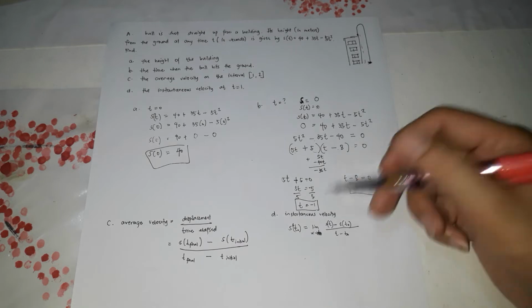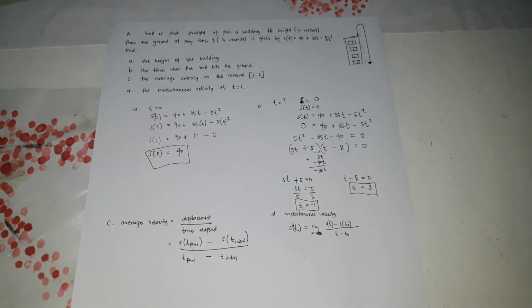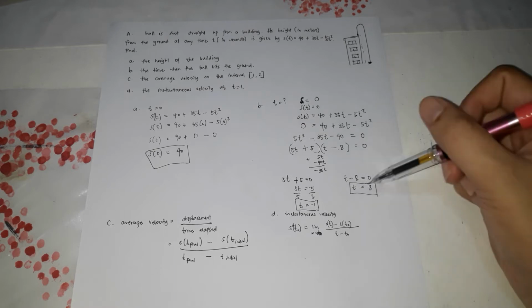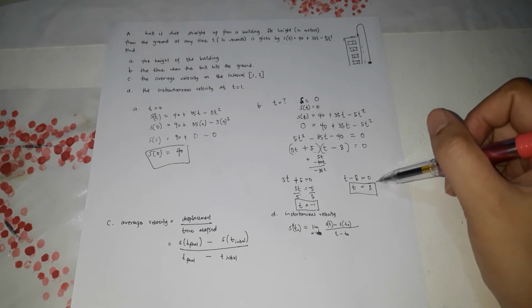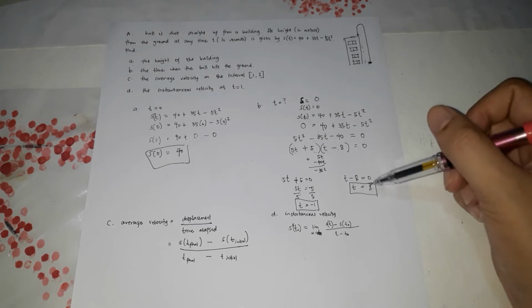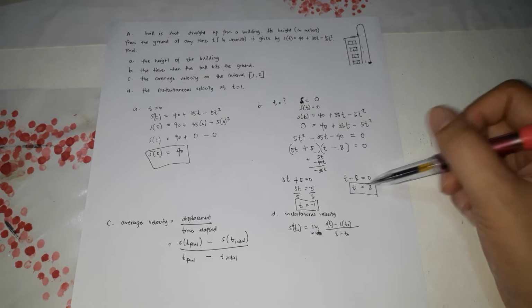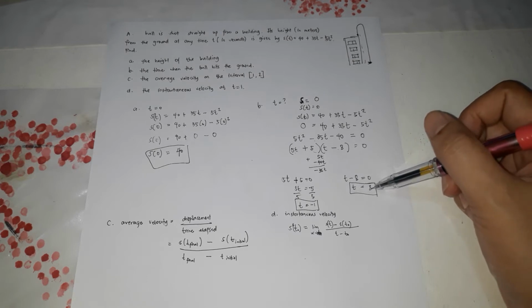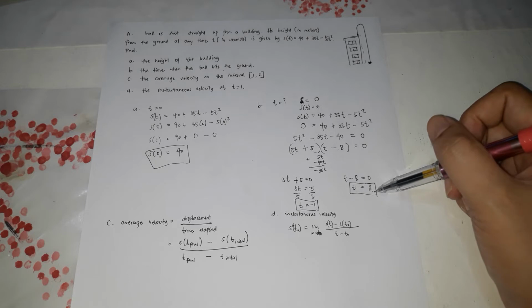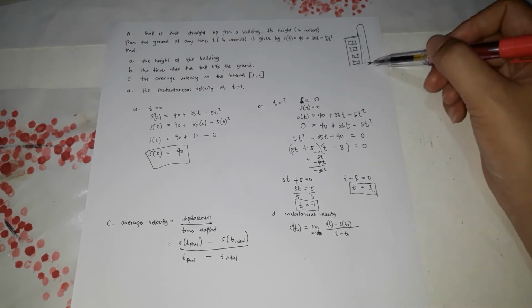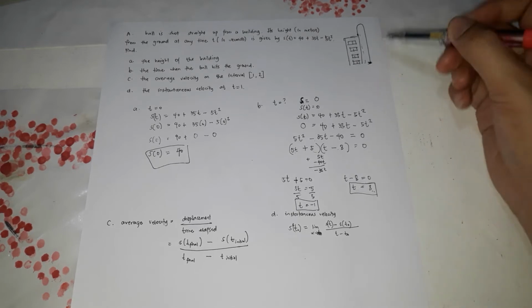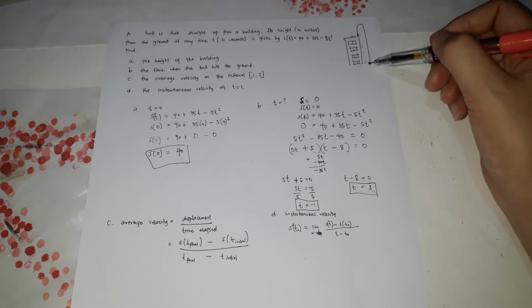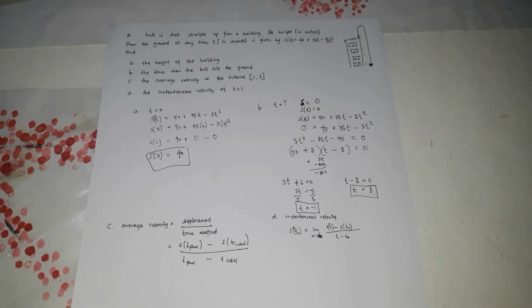So, there are two t's. So, what are we going to do? We're going to choose one which is appropriate. So, saan dito ang mas appropriate? It's t is equal to 8. Bakit t is equal to 8? Is because it's positive. Because there's no negative time. So, it's only positive time, which is 8. So, ibig sabihin yan, after 8 seconds, yung bola will reach the ground. So, next, letter C.